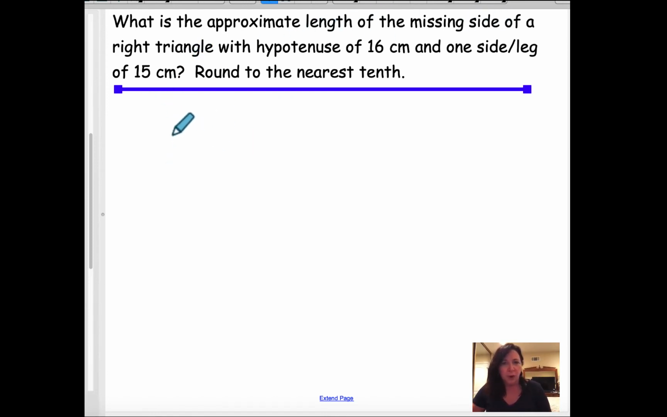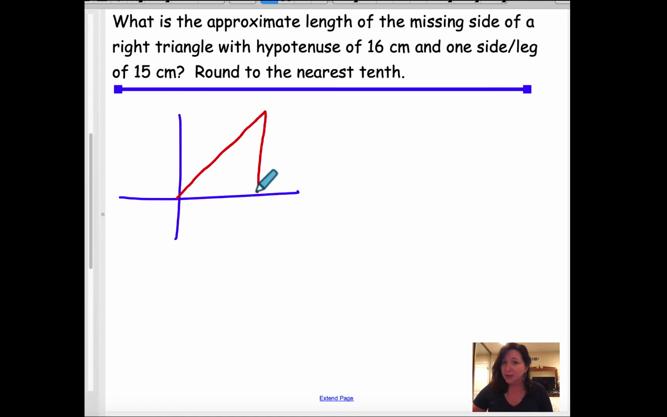Okay. What is the approximate length of a missing side of a right triangle? So I'm going to make a right triangle. I'm going to put it on my axis. I like to do that. I think that's good to know how to do, especially when you're going into Algebra 2 next year. So here's my right triangle. It says that the hypotenuse is 16 and one side or leg is 15.